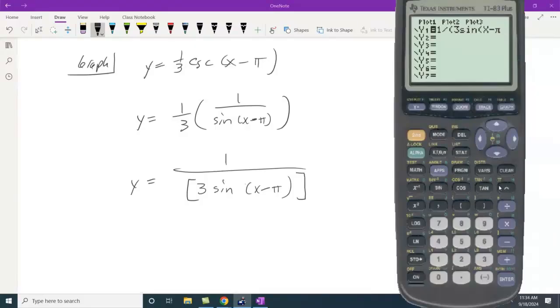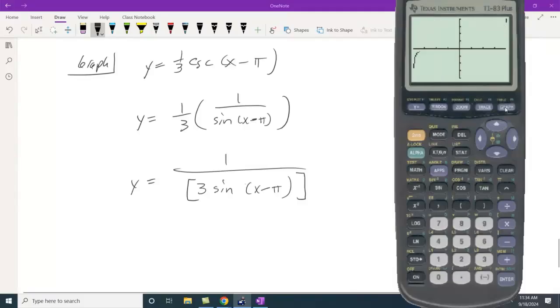So now the pi button I'm using is actually above the caret, and it's a yellow function. All right, so I'm not putting in 3.14 or anything like that. I'm just using that true value for pi. I'm going to close off the sine argument, and I'm going to close off the denominator. So now if we graph, notice we have a discontinuous graph.